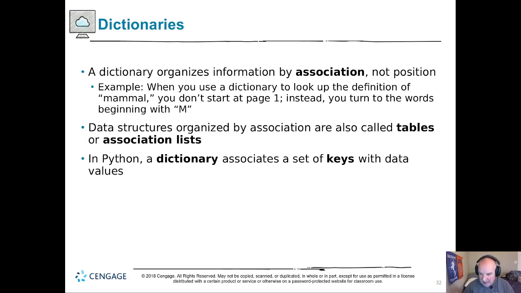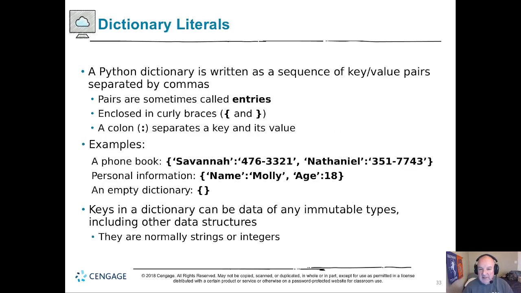Mammals, just like it says, you're putting things in an organized way so that you can look things up. They're called association lists or tables. You're associating a set of keys with a set of data. And they use the squiggly braces. A sequence of key value pairs, sometimes called entries, goes in curly braces, and the colon separates a key and its value. Like a look at the phone book there.